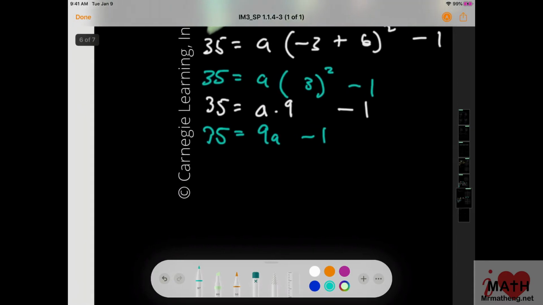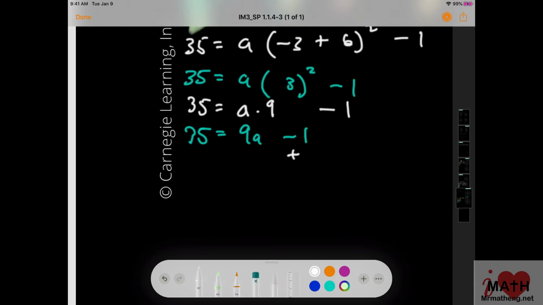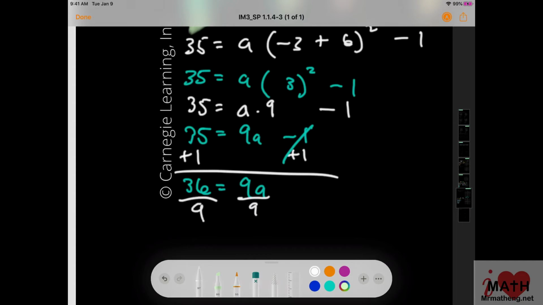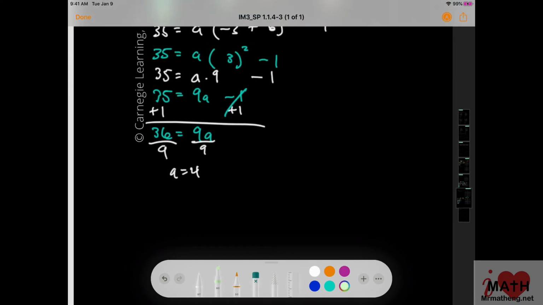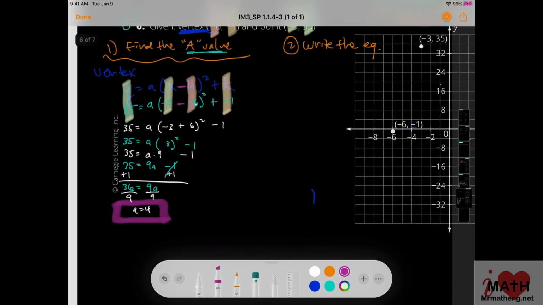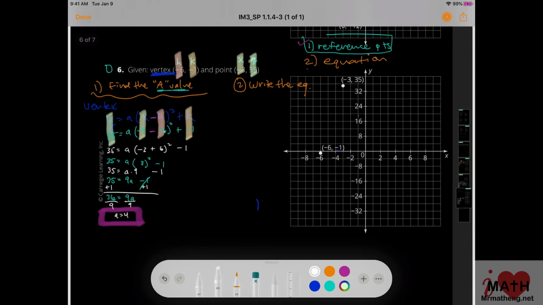A lot of students like that, right? And then we're just going to solve here. Add 1. So I get 36 equals 9a. We just divide. a equals 4. Let's put that in some obnoxious color. All right, so to review, to find the a value, you're just figuring out your h's and k's, x's and y's here, and just substituting into the formula.